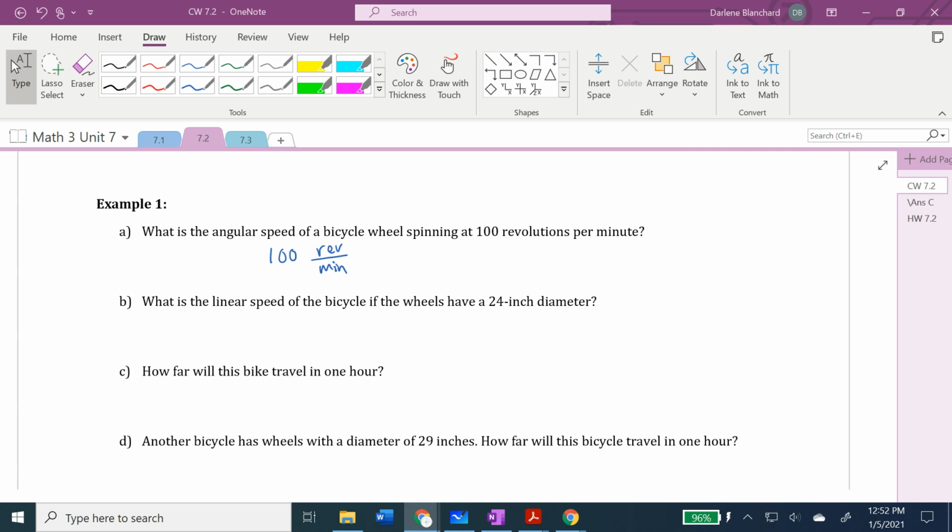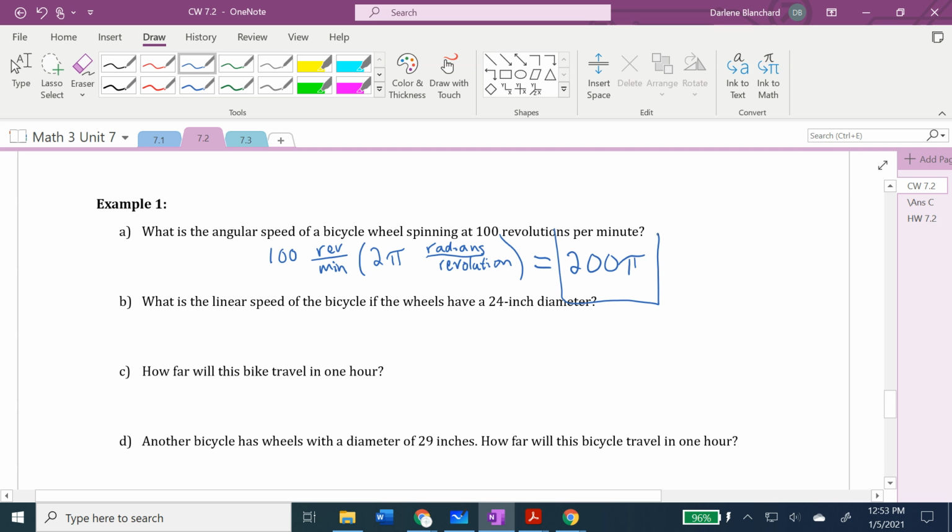So what I want to do is I want to multiply my revolutions per minute by how many radians there are per one revolution, which is the formula I was just talking about a moment ago. So does it make sense that if you want to know your angular speed based on revolutions per minute, that you need to take your revolutions per minute and multiply it by 2 pi? Does that make sense? I hope. So 100 times 2 pi, and then we can write that as a decimal number if we want.